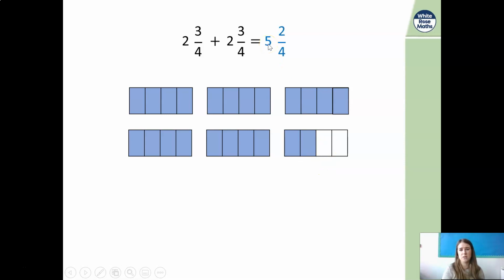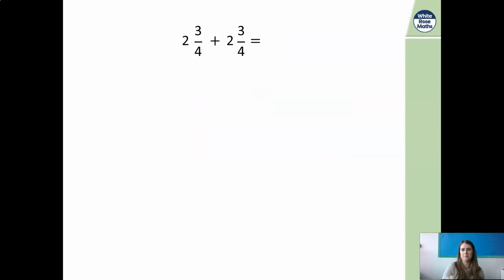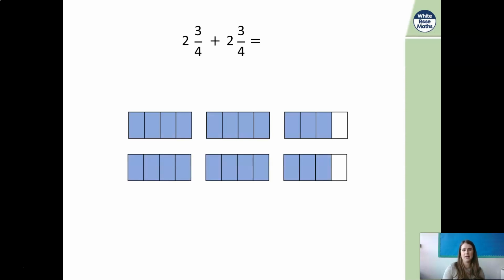So I need to change my whole number to 5. I've got 2/4. But am I finished yet? No. What do I still need to be able to do? I can simplify. Are these both now divisible by 2? Yes, they are. How many 2's are in 2? 1. How many 2's are in 4? 2. So it's going to be the same as 5 and 1/2. Okay, so well done if you spotted that. Right, let's have a think about this one here.